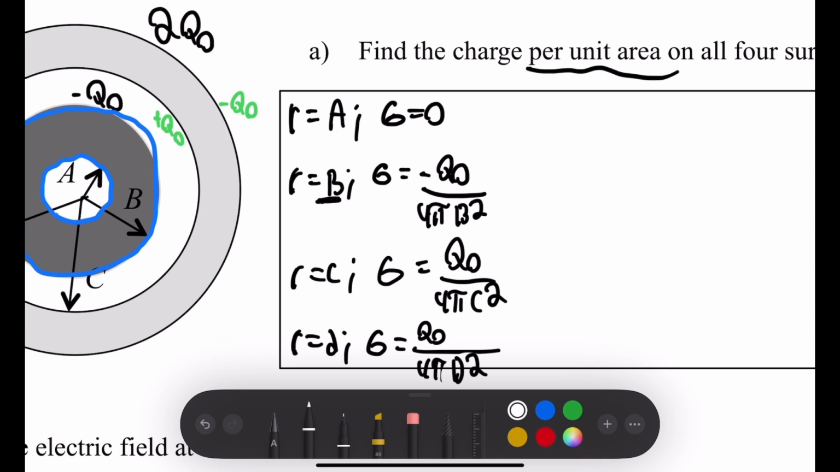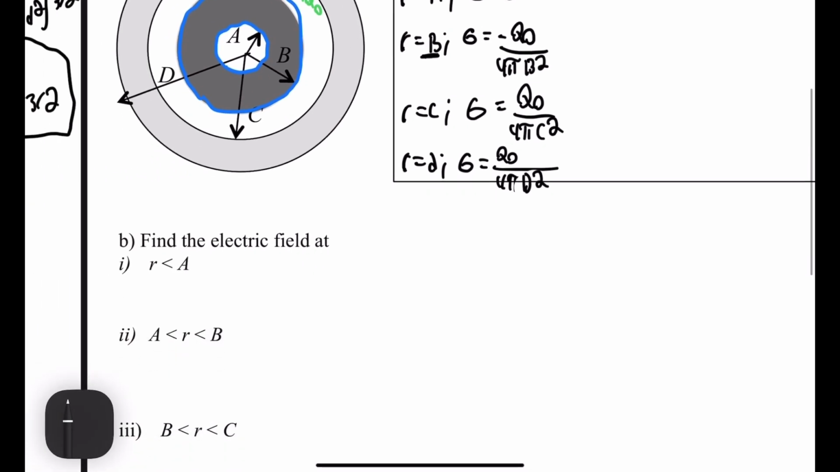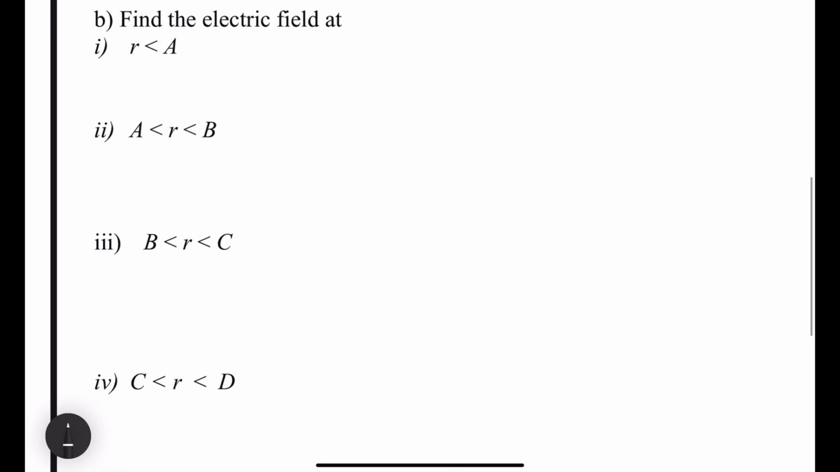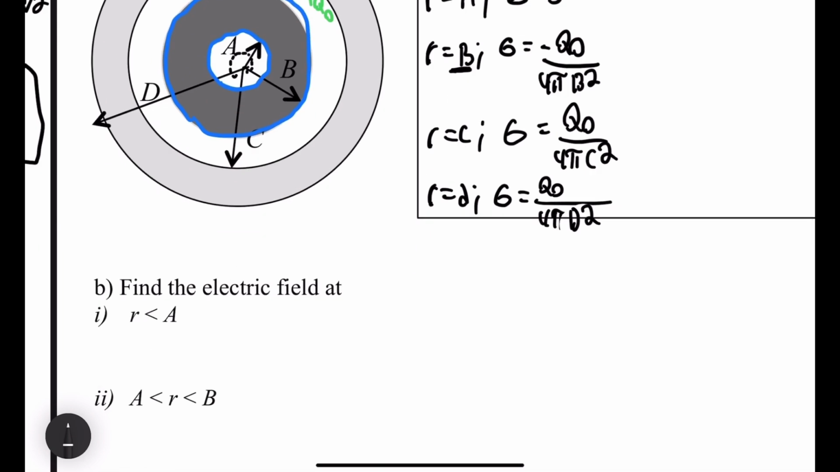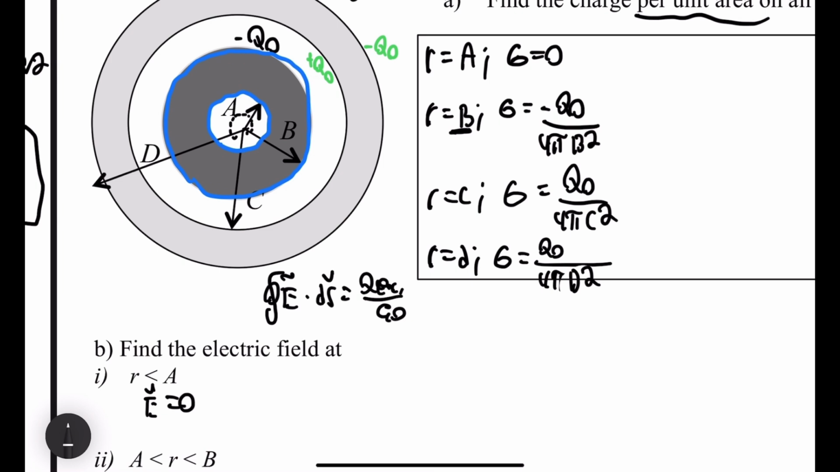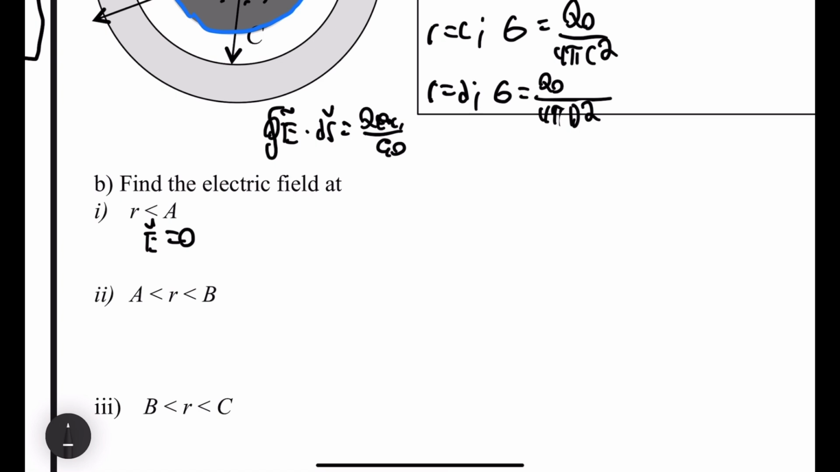So now for the second part, that's going to find the electric field at basically every point. If I create a Gaussian surface now, for r less than a, there's nothing in there, so E is equal to 0, because charge enclosed is 0. We're using Gauss's law, by the way, so E dot dA is Q enclosed over epsilon naught. Part 2, between a and b, I'm inside a conductor, so electric field is 0, remember, inside a conductor it's 0.